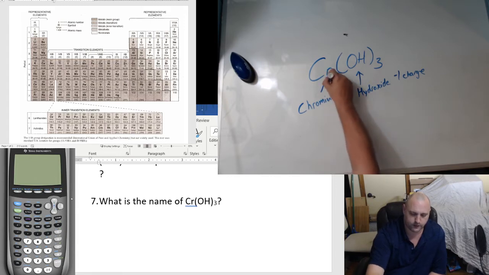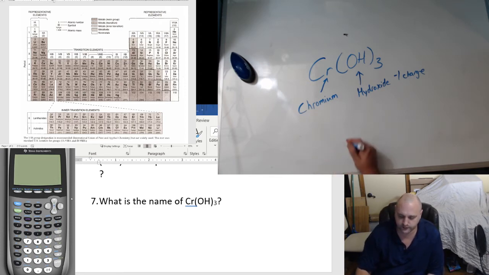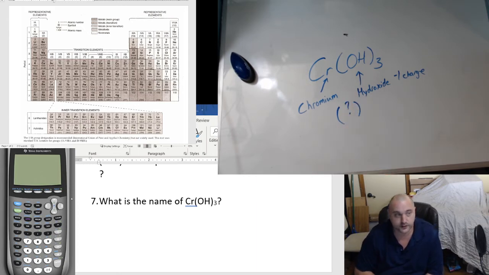All right, so I'm going to name that. Now, I don't have enough information to tell if this is chromic or chromous, so I'm not going to use that system. I'm going to use the stock system. And so I need the charge to go in this parentheses. And so I need to do the math on this.